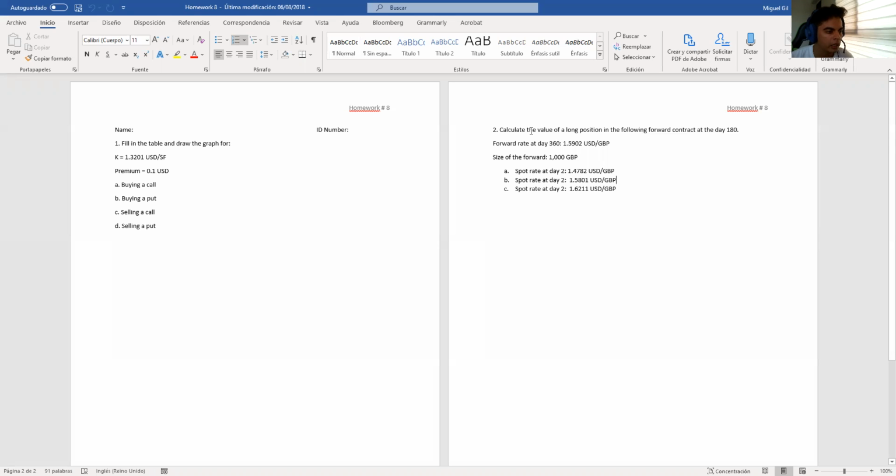So in here you have 1 contract because it says a long, then you have a buying position, a long position, and then you have this price. Okay, this is the rate that you signed, $1.5902 per pound, and the size of the contract is 1,000 pounds, and then you have to do the simulation with all of this, and then you tell me if it's a profit or a loss, that difference. So I think it's very simple.